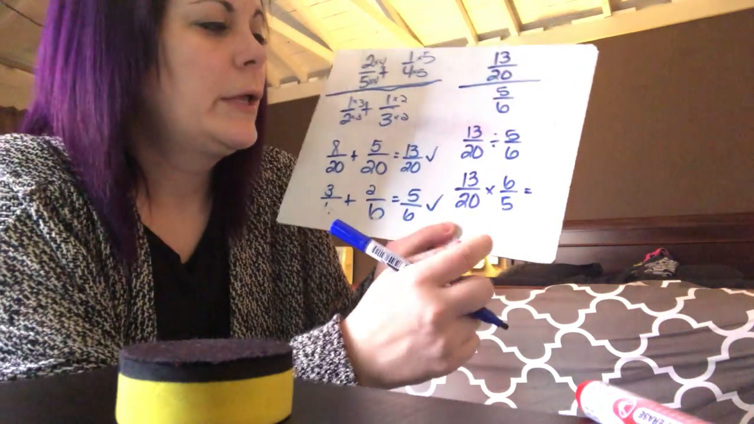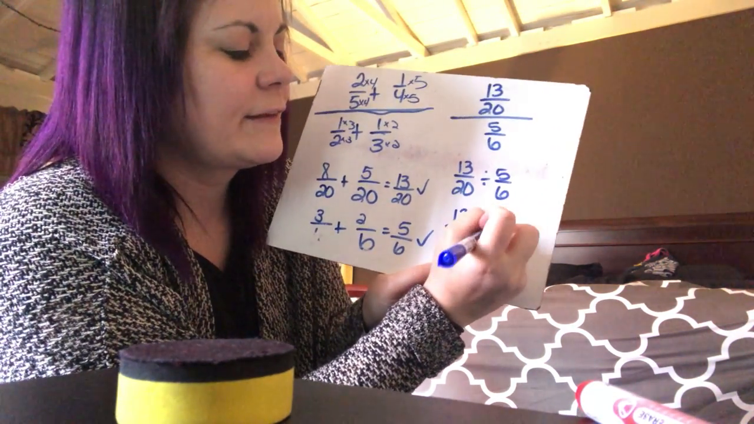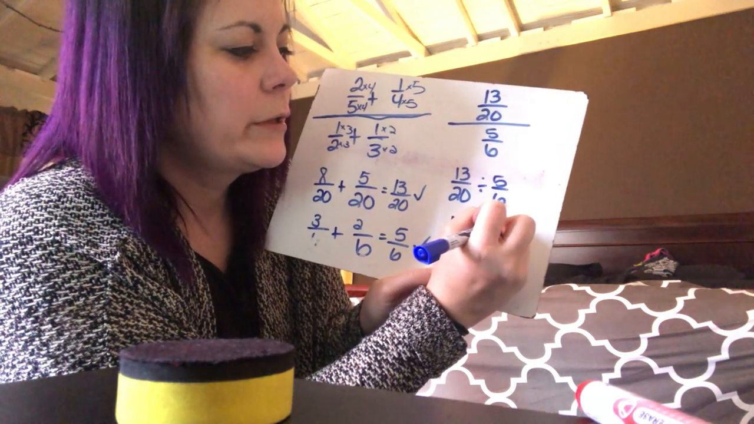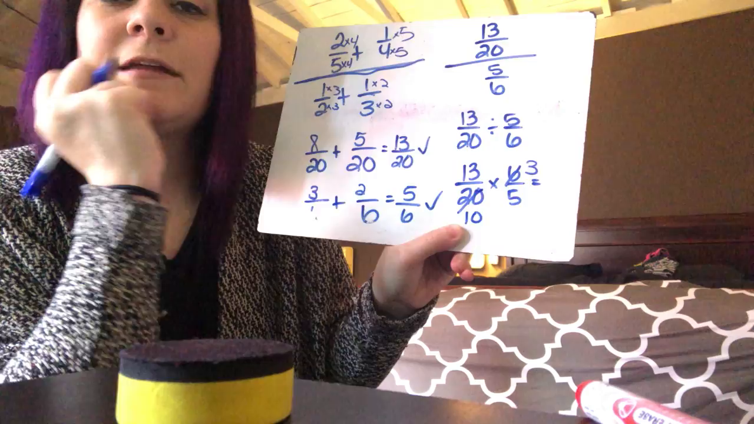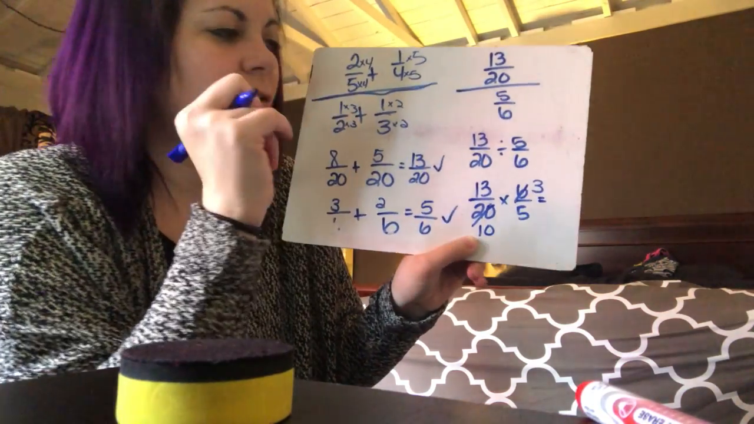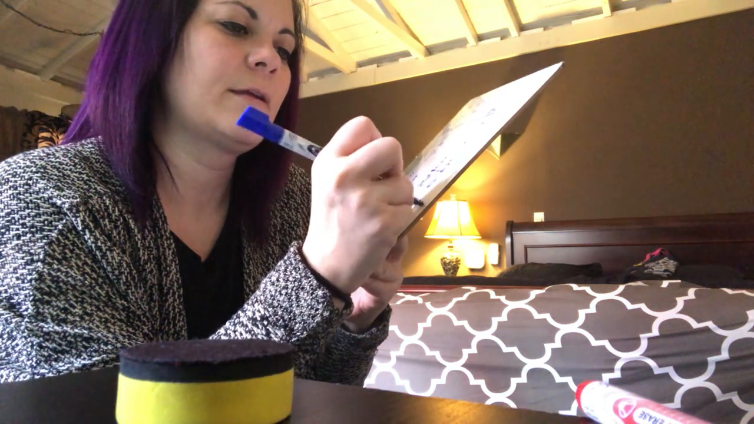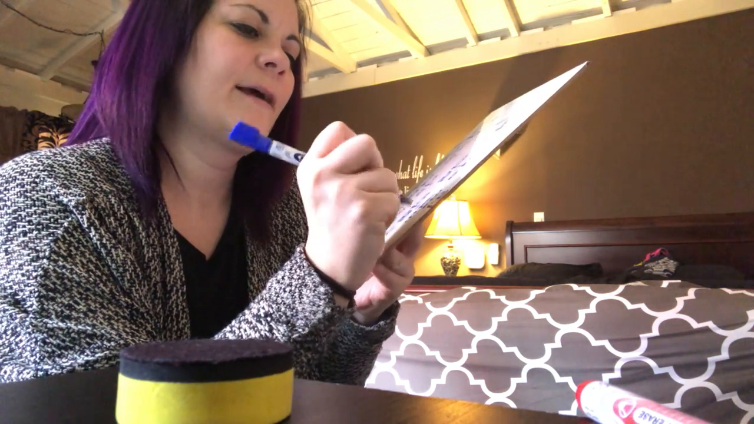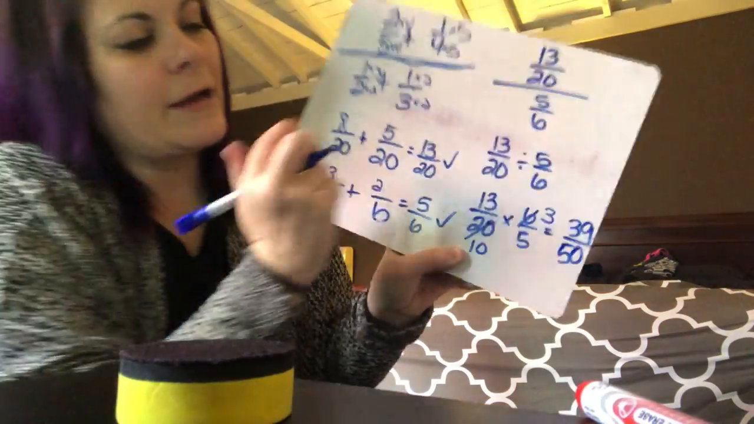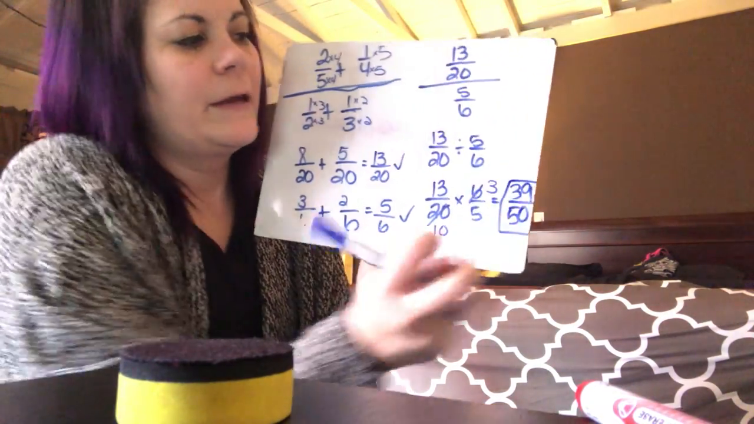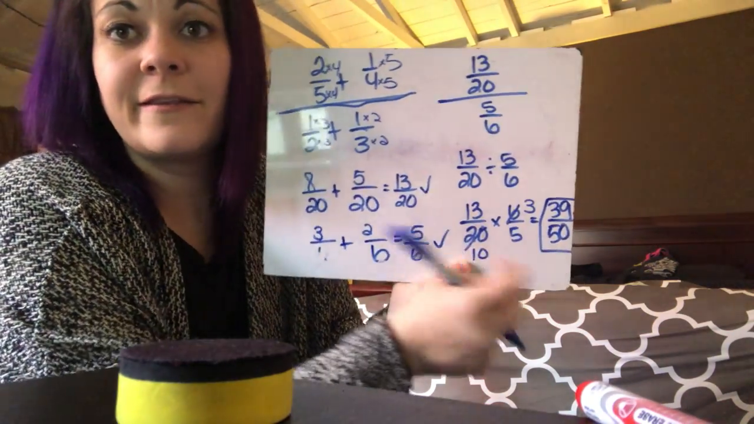Now, some of you know the cross reducing. I'm going to do that. 20 and 6 have a common factor of 2. So I'm going to divide them both by 2. And again, go watch the multiplication video. That'll teach you how to do it. And then I can multiply straight across. 13 times 3 is 39. 10 times 5 is 50. So we have 39/50 is our answer from this complex fraction.